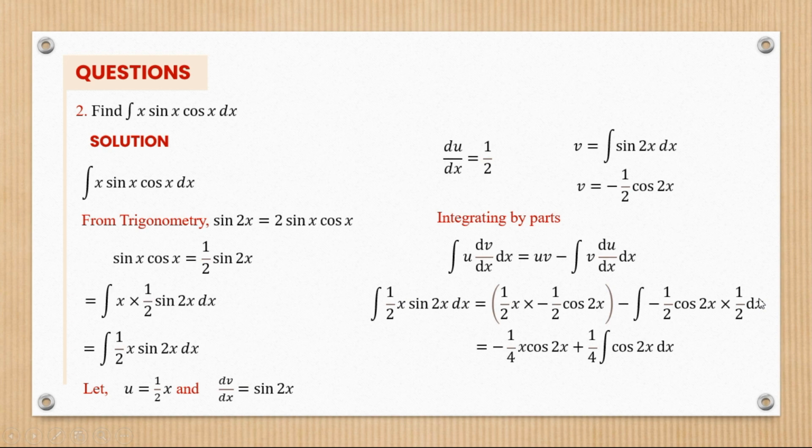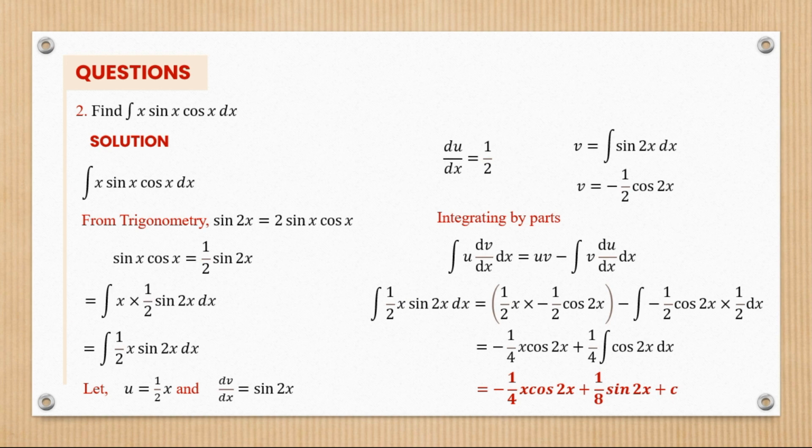When we multiply those, we end up with negative a quarter x cos 2x plus, as you can see, this negative sign is affected and we have a plus. A half times a half is a quarter, so we have a quarter outside the integral of cos 2x. Now what do we get when we integrate cos 2x? We get a half sin 2x. A half times a quarter is 1 over 8. So we have 1 over 8 sin 2x plus c. This is our final answer for this integration.